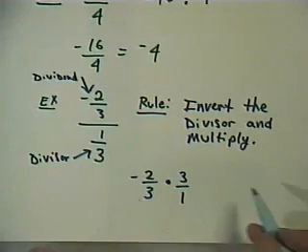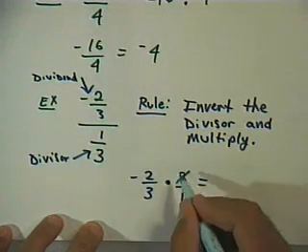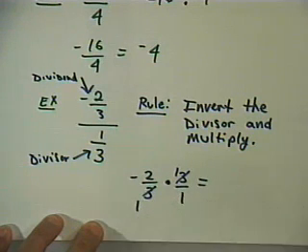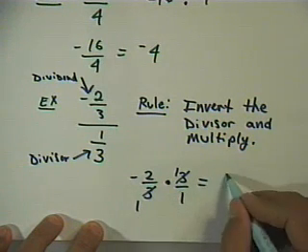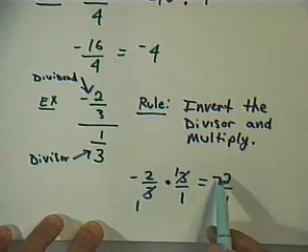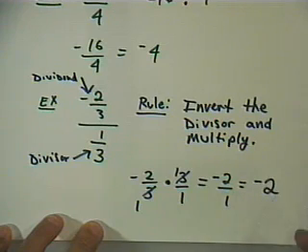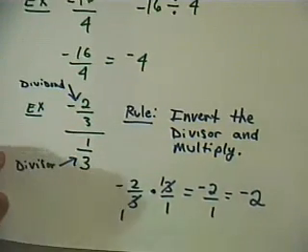Now we can multiply straight across, or I can try to find some cancellation. In this case, the 3's cancel each other. And now I multiply straight across. Since I have a negative times a positive, my result is going to be negative. And I could just write that as negative 2. Let's do a couple more.